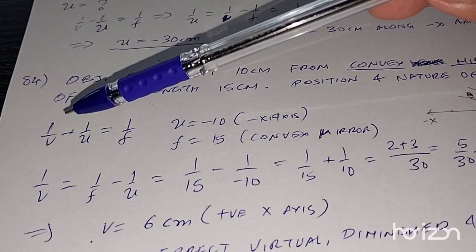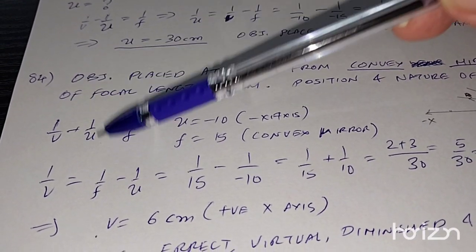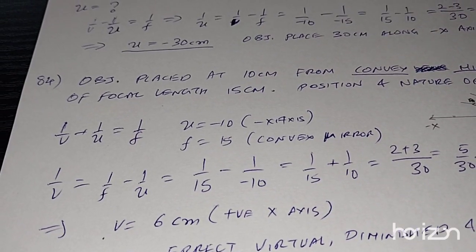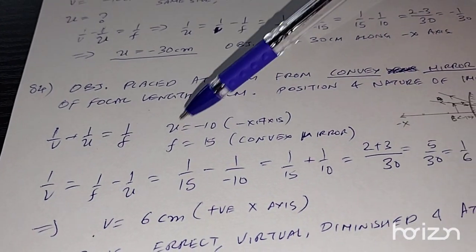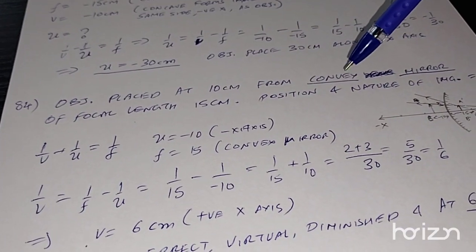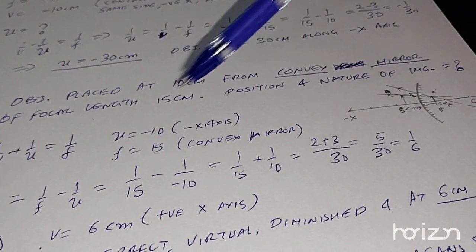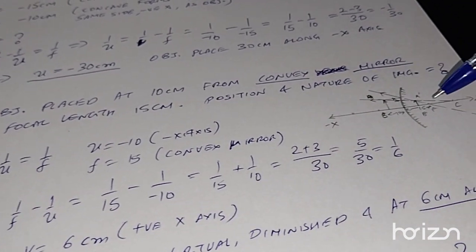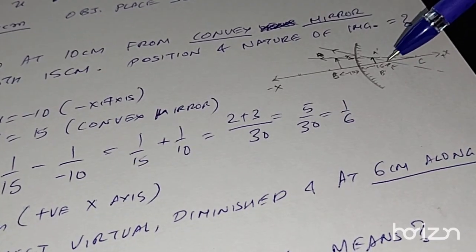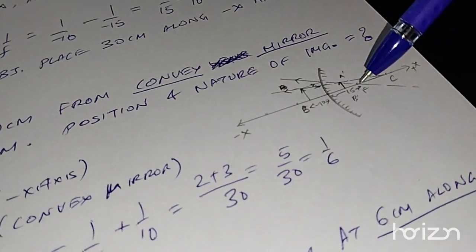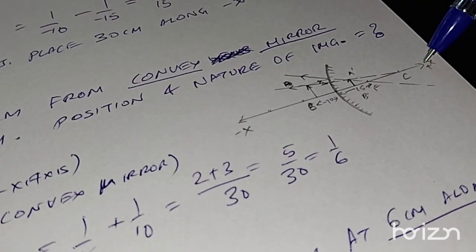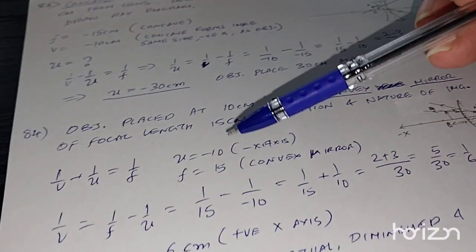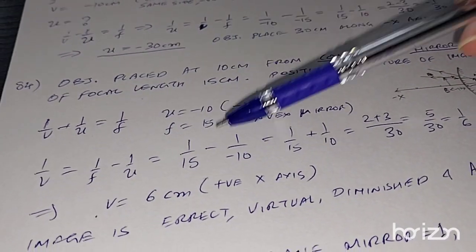1 upon v plus 1 upon u equal to 1 upon f. Now 10 centimeter means 10 centimeter along the negative x, so u is equal to minus 10. For a convex mirror, the focal length is positive, right? Because you can see that for a convex mirror, the center of curvature is here, and the midpoint between the pole and the center of curvature is the focal point. So it is along the positive x-axis. So for a convex mirror, the focal length is positive, and they say that it is 15 centimeter.